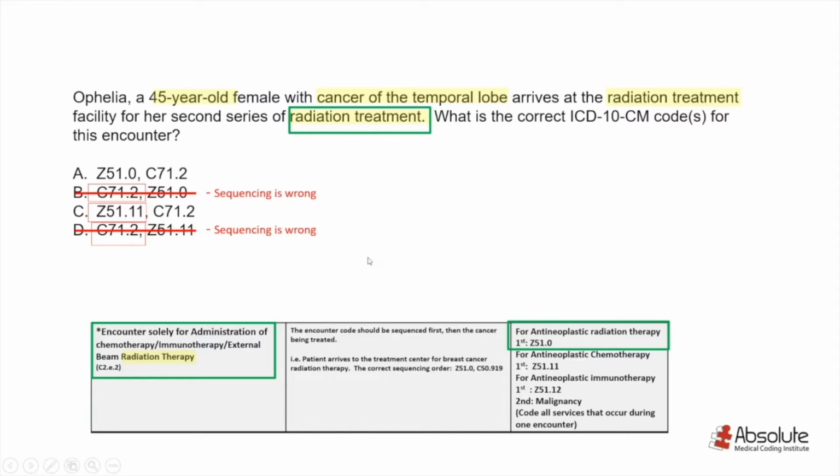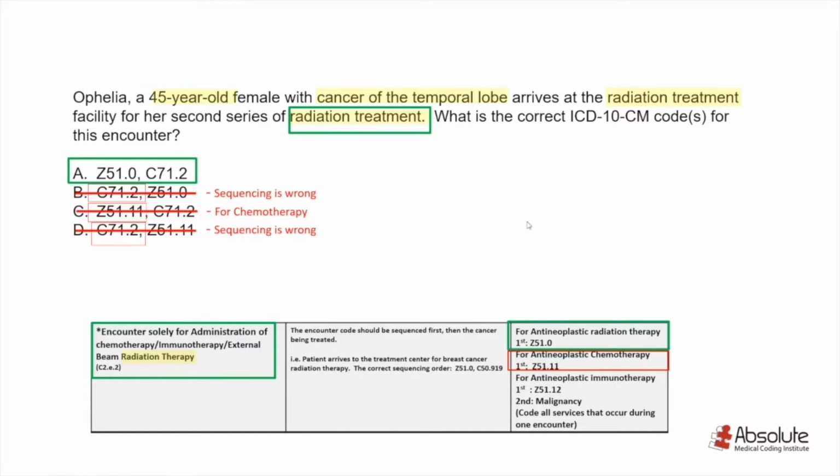Let's look at Z51.11. Z51.11 is the code for encounter for anti-neoplastic chemotherapy. Did the patient come for chemotherapy? No, the patient came for a radiation treatment. So I can eliminate option C as well. So without looking into the ICD book, I could have picked option A, Z51.0, C71.2 as my correct answer.